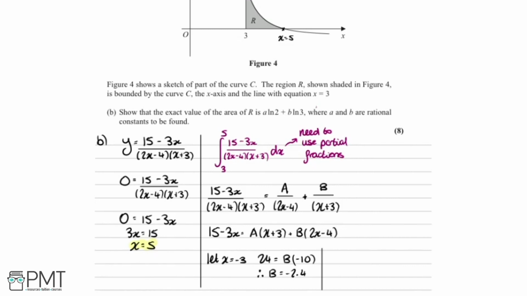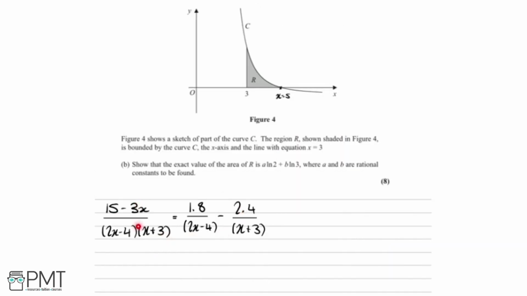Here we're just going to do the same thing again, but we're going to get rid of B this time so we can work out what A is. So we want this bracket to go to 0. That means we need 2x minus 4 to equal 0, so x is going to need to equal 2. So we're going to let x equals 2. If we sub that into the left-hand side, we get 15 minus 6, so we're going to get 9 equals, and the B gets eliminated because we're just multiplying it by 0. So for the A, we're going to have 3 plus 2, so we're going to have 5A. Therefore, A equals 9 divided by 5, which is 1.8.